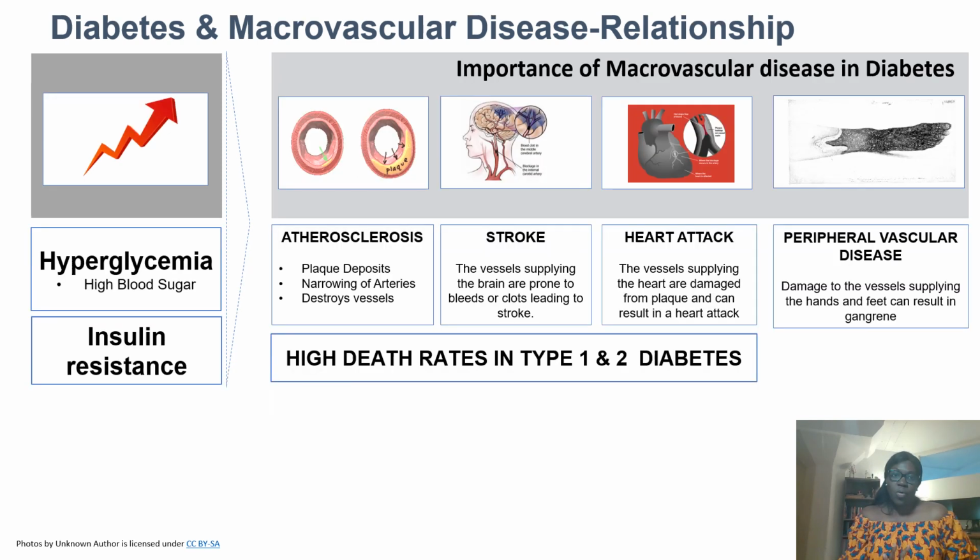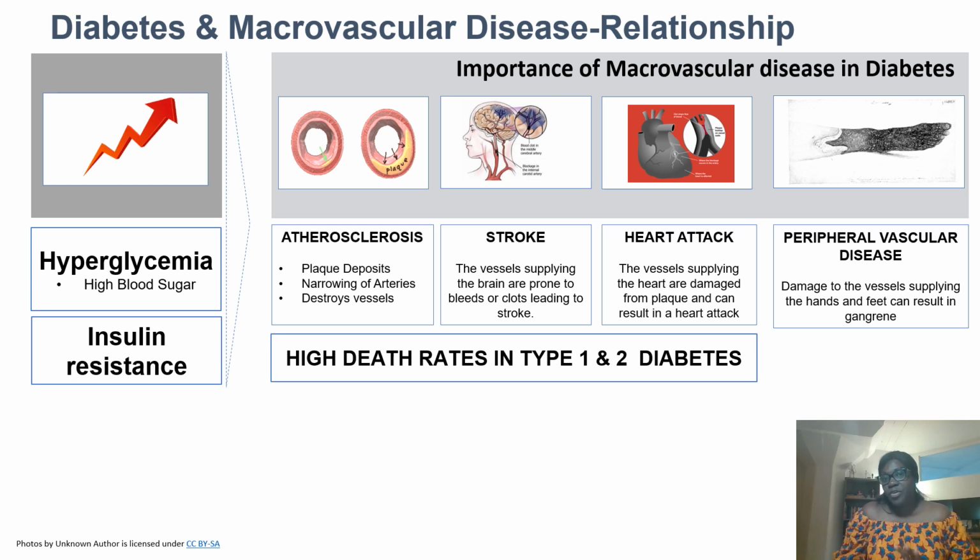So what problems occur? In the brain, destruction of these arteries or veins will result in either a bleed or a clot, and this will result in a stroke. When you're talking about the heart, when there's damage to these vessels which supply the heart, a plaque can be formed and a clot may result and you may have a heart attack. With regards to your peripheral vascular system, damage to the vessels which supply the hands and feet will result in decreased blood supply, which is ischemia, and result in death of the feet, so that will result in gangrene.